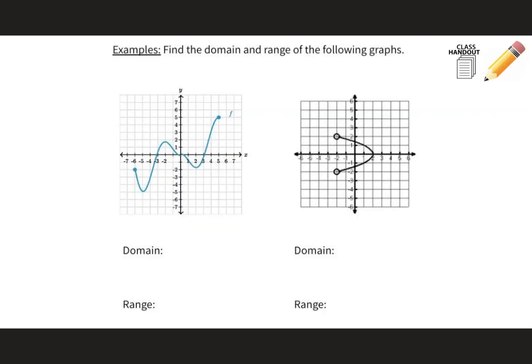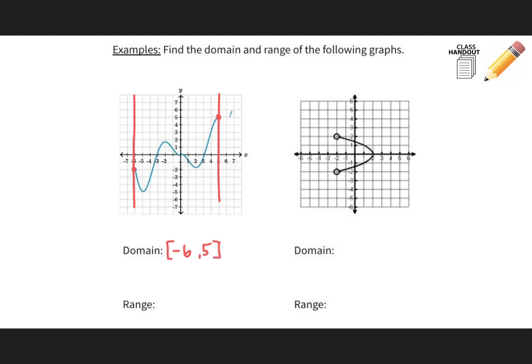All right, so here are a couple examples from our notes. So again, for the domain, we're going to go left and right. So the furthest left my graph goes here, and the furthest right my graph goes here. So for domain, the furthest left it goes is -6, and it does hit my graph there at -6, so I'm going to have a bracket. Furthest right it goes is 5, and it does hit my graph at that point right there. So we're going to use a bracket for there as well.